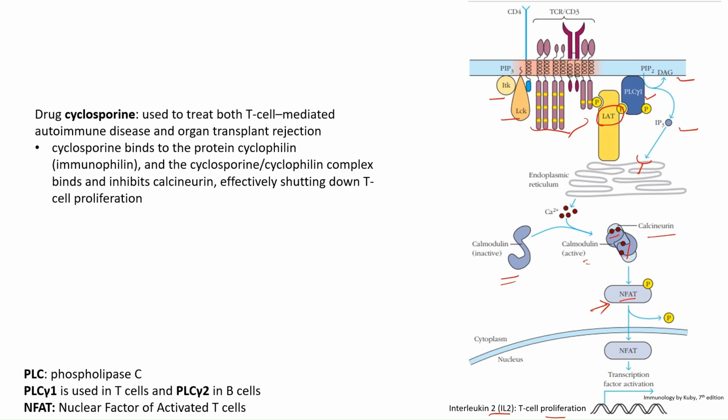Now for persons who have T cell mediated autoimmune disease, or in case of organ transplant, the drug used is cyclosporin. So what does cyclosporin do? It inhibits calcineurin. Once calcineurin is inhibited, NFAT cannot be dephosphorylated. The removal of phosphate from NFAT won't occur, and because of this NFAT cannot cross the nuclear membrane. If it is not crossing the nuclear membrane, the gene won't get expressed. So that's how it prevents T cell proliferation.